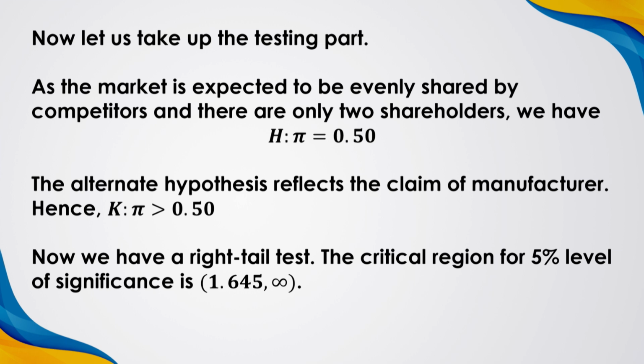The alternate hypothesis reflects the claim of the manufacturer. He claims K: phi greater than 0.50. Please remember, he is claiming that his product is preferred by more adults. Now, we have a right tail test. The critical region for 5% level of significance is 1.645 comma infinity, an open interval.